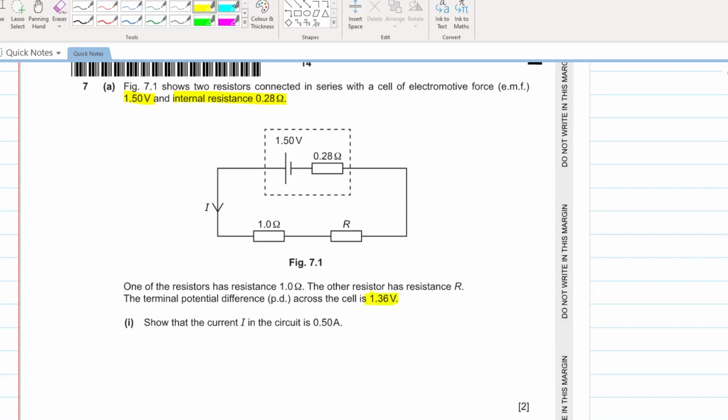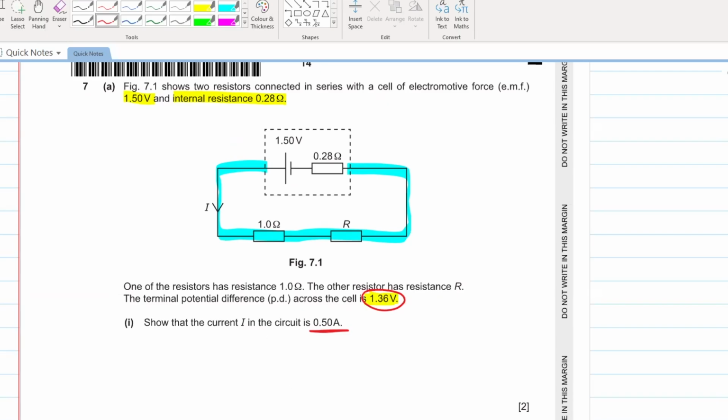Okay. So, beta, what do we mean by terminal potential difference? The voltage across this external circuit. The voltage across this external circuit is 1.36 volts. Perfect. Show that the current in the circuit is this. We have to calculate the current in the circuit.